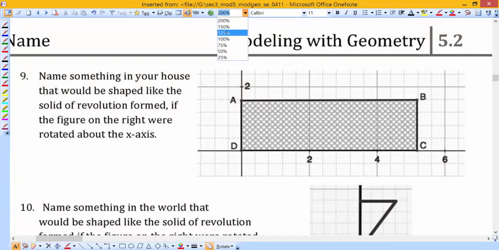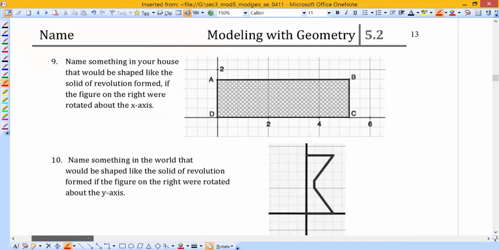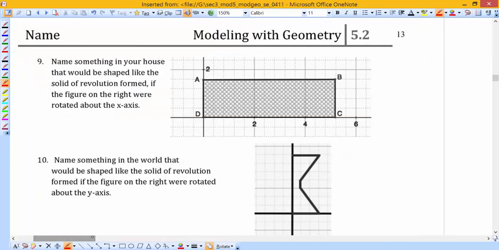And then when we look at the next set of problems, 9 and 10, you need to find something in your house or your grandma's house or your grandpa's house or your cousin's house or your aunt and uncle's house or anywhere, or Google something, a household item, that when you revolve this shape about the x-axis, what would it make? What about this shape around the y-axis? What would it make? And think, revolutions make circles and they keep going and going. So you really need to think three-dimensionally with circles.